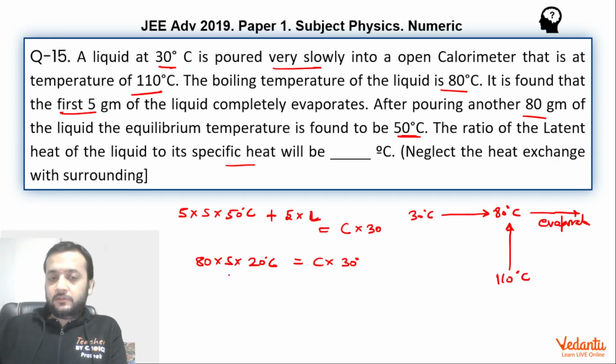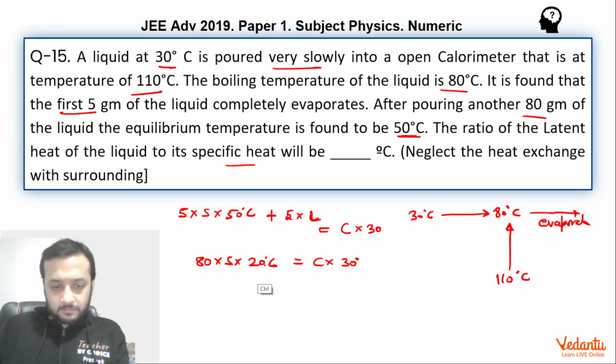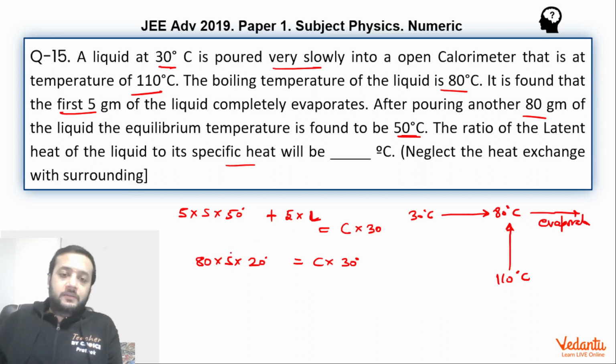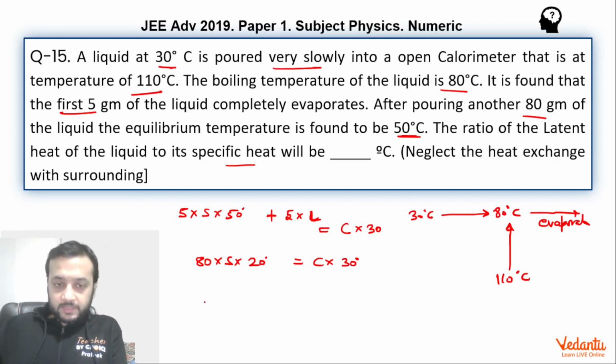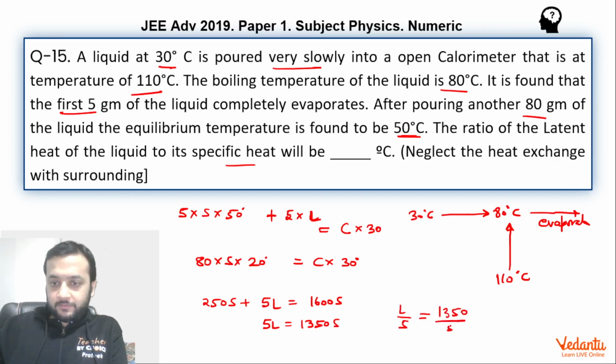So if you equate the left hand sides of both the equations, what will we get? The Celsius I'm ignoring. So if you see both the sides, this is 250s plus 5L is equal to 1600s. So from here we can say that 5L will be equal to 1350s, which means L by s will be equal to 1350 divided by 5, which is 270. So the ratio will be 270.